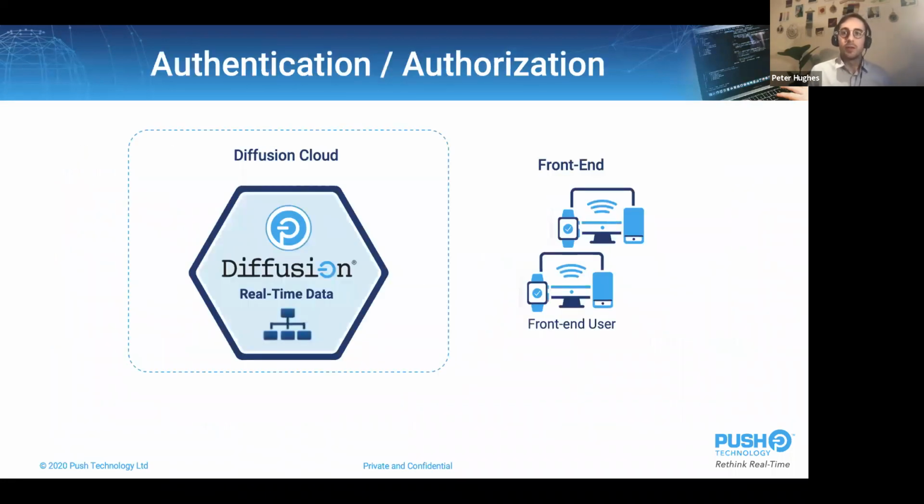So the final section or piece of functionality that I'd like to cover today is the authentication and authorization layer of Diffusion. So this is really about being able to control who can access Diffusion and, once they're connected, what they're able to receive or do.